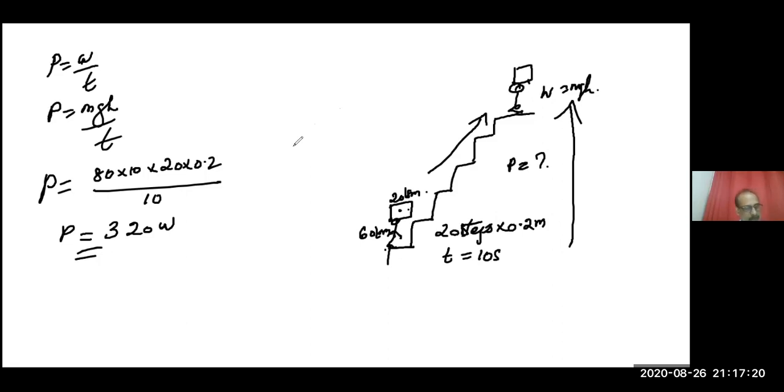Mass is 60 kilogram, right? So it's written 80 over there. 60 plus he is carrying 20. So total 80 kilogram has to go up.